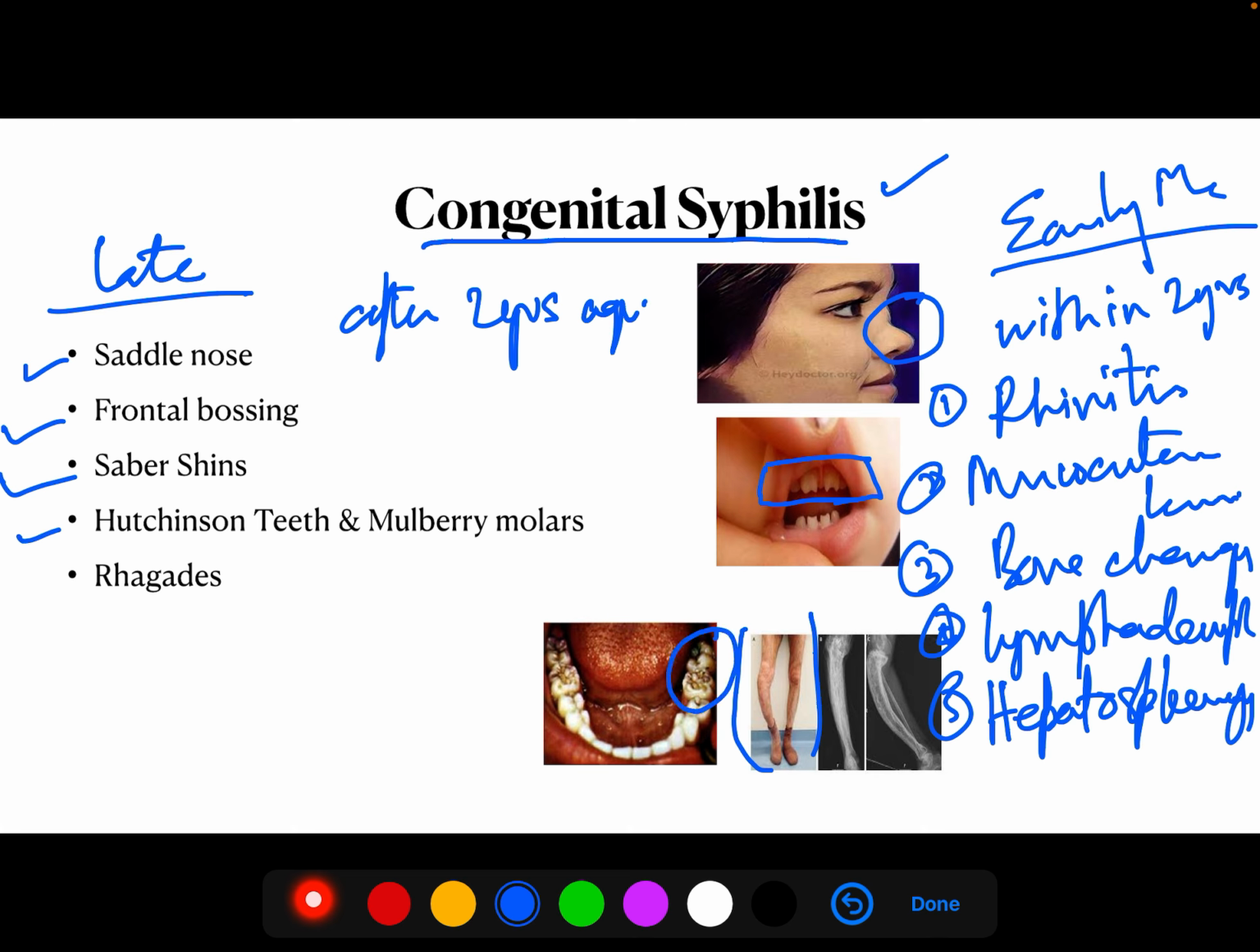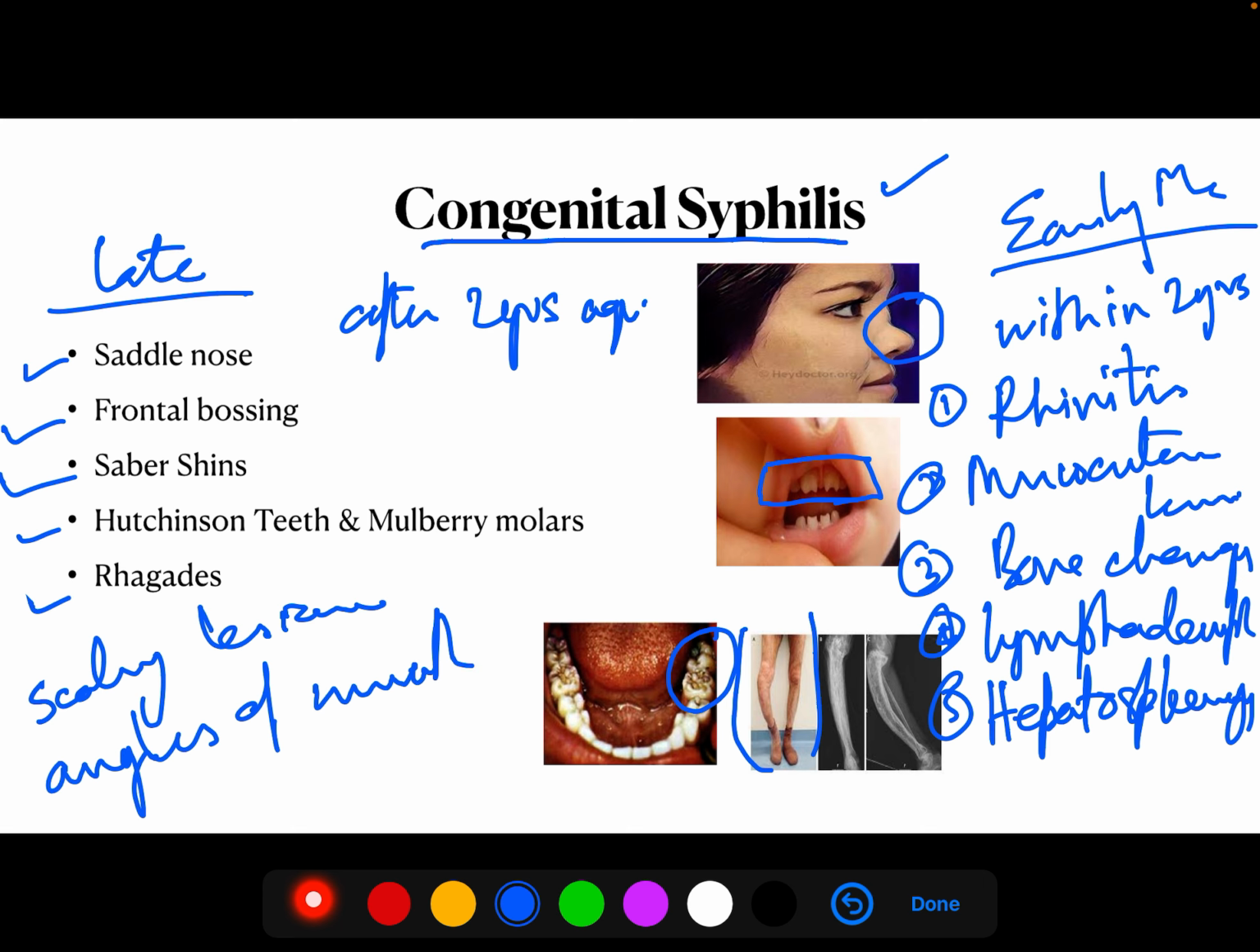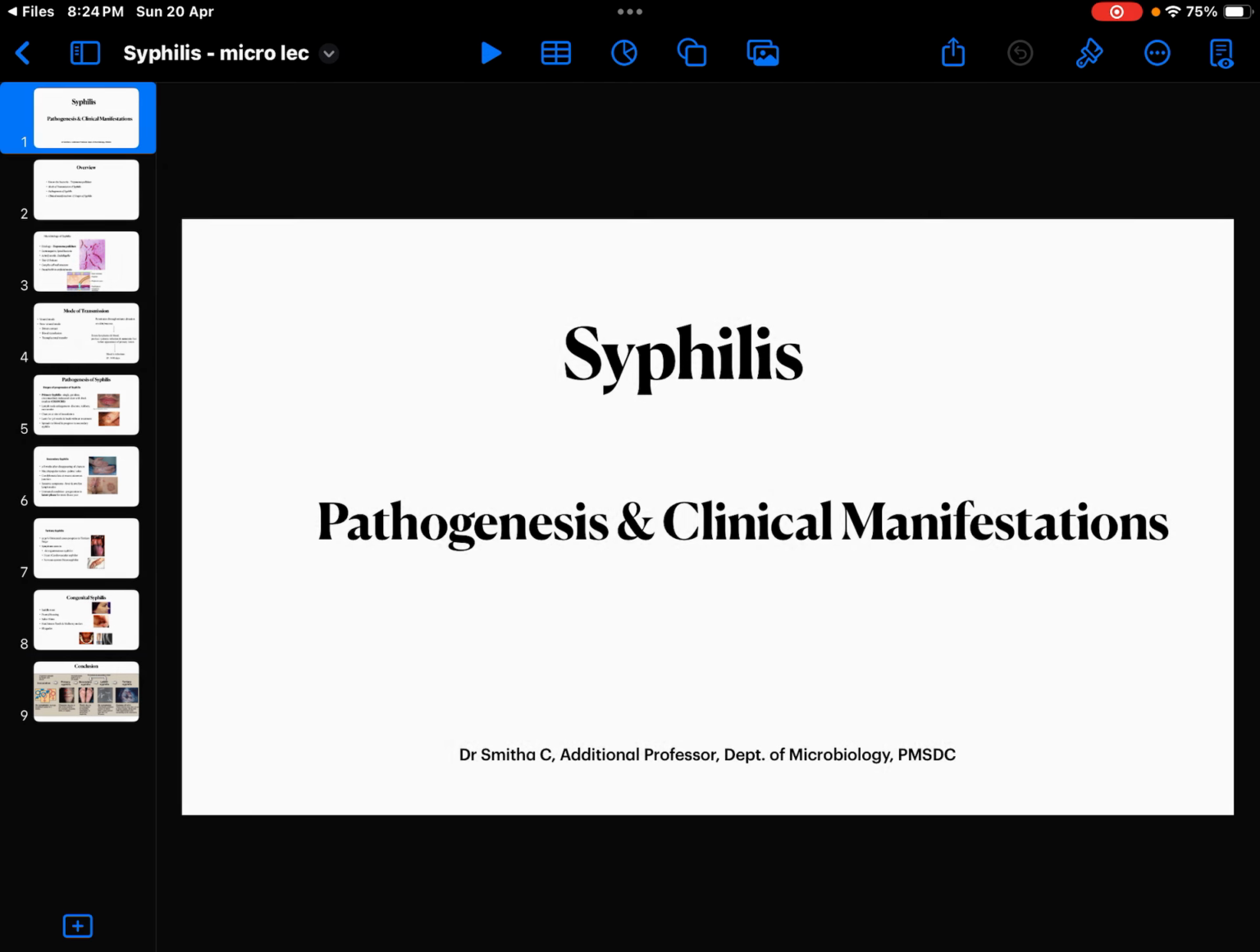And in some cases rhagades are also seen, which are actually the scaly lesions present on the angles of the mouth. So, this is what is regarding syphilis.